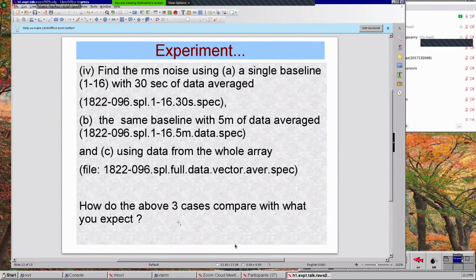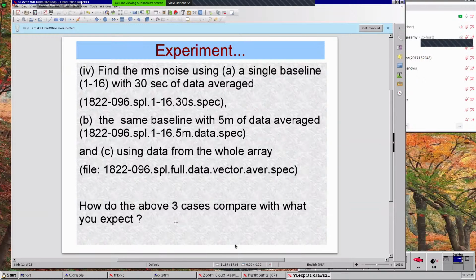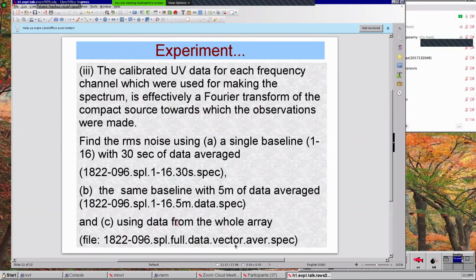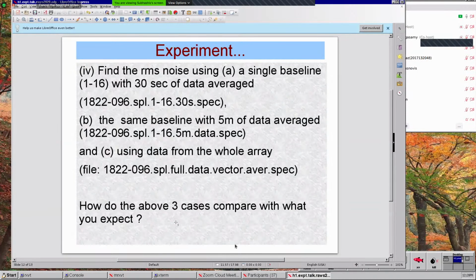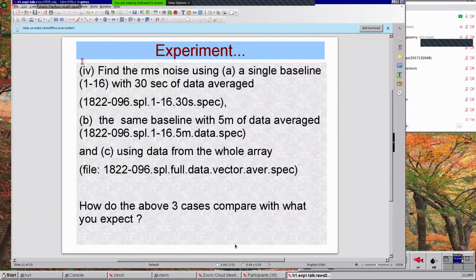Part 4 is to find the RMS noise using a single baseline with 30 seconds. Okay, sorry, there is a problem here, I think. This is a repetition. I will delete this.